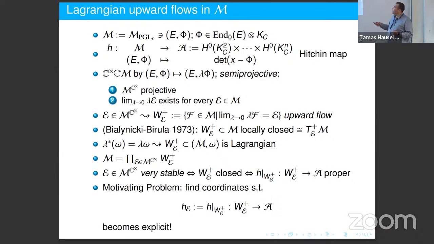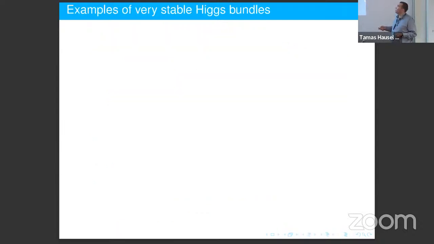And in fact, this can be considered one of our motivating problems, actually in the work with Nigel Hitchin, and later, that we would like to understand the Hitchin map restricted to these upward flows. Can we somehow find coordinates on the upward flow where this map becomes explicit? And that's what we will be able to accomplish in a moment. But before I do that, let me give you some examples of these very stable Higgs bundles, the ones which we can continue to work with later.